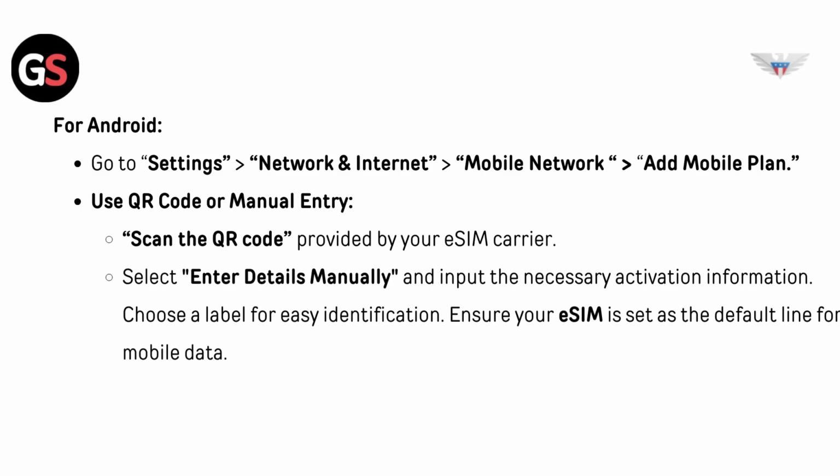For Android, go to Settings, then Network and Internet, then go to Mobile Network. Add mobile plan, use QR code or manual entry. Scan the QR code provided by the eSIM carrier. Select Enter Details Manually and input the necessary activation information. Choose a label for easy identification. Ensure your eSIM is set as the default line for mobile data.